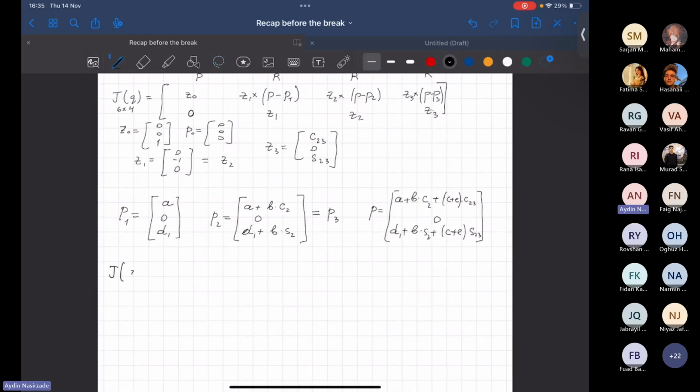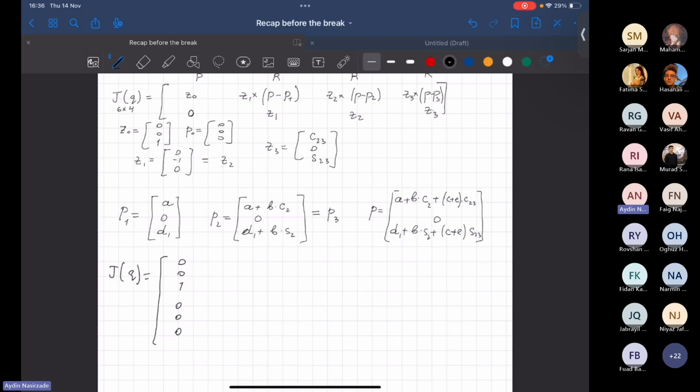So J of Q becomes Z0, which is 0 0 1, and the zero vector is 0 0 0. This is the contribution of the first joint to the velocity of the end effector. Okay, so yes, we are going to analyze it even more.